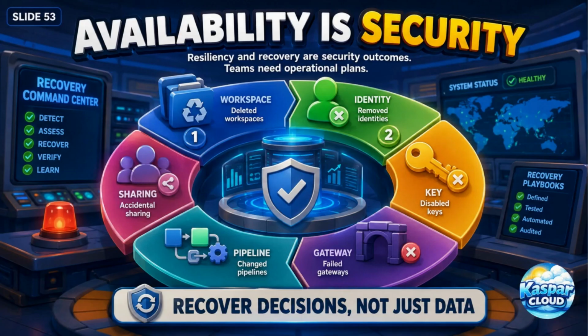Resiliency and recovery are part of security because availability is the security outcome. Fabric includes platform reliability capabilities, and Microsoft manages much of the SaaS infrastructure resilience. However, customers still need operational plans. They should understand what happens if a workspace is deleted, if a workspace identity is removed, if a key is disabled, if a gateway fails, if a pipeline is changed, or if a report is accidentally shared. Recovery is not only disaster recovery, it includes configuration recovery, permission recovery, identity recovery, and governance recovery. Secure operations require backups of decisions, not just backups of data.